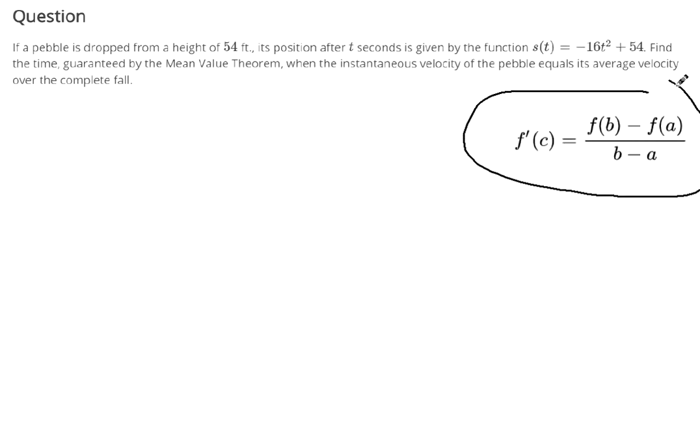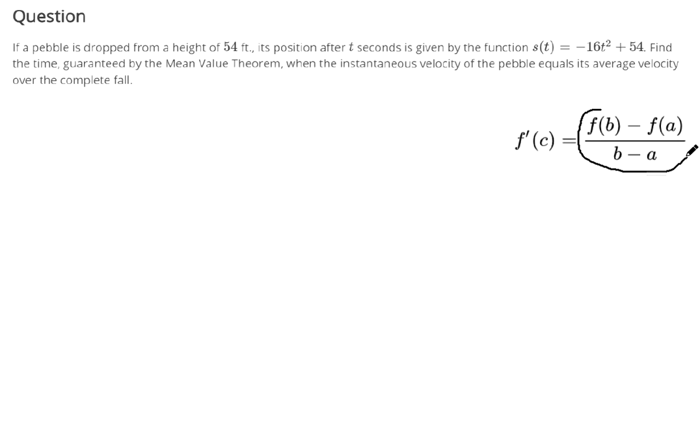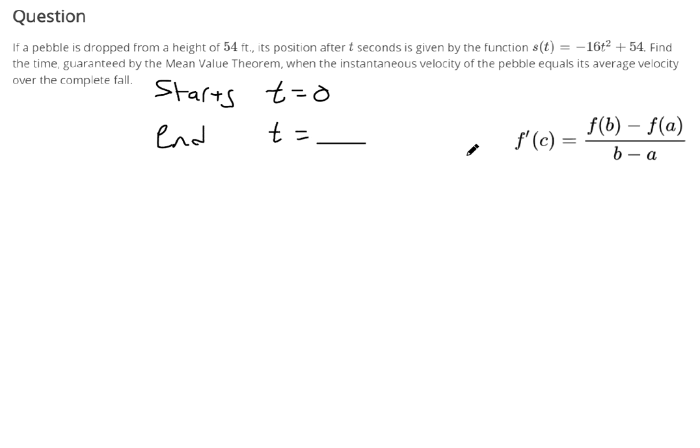I've got the mean value theorem right over here, and that's what it says. There's some c where the instantaneous velocity is the same as the average slope over the entire interval. So one thing we need to know is when this pebble hits the ground. We know it starts at t equals 0, right? Because it starts at 54 feet in the air, so if you plug in t equals 0, you get 54 feet for the height. We need to know where it ends. That way we can have an interval for the mean value theorem.